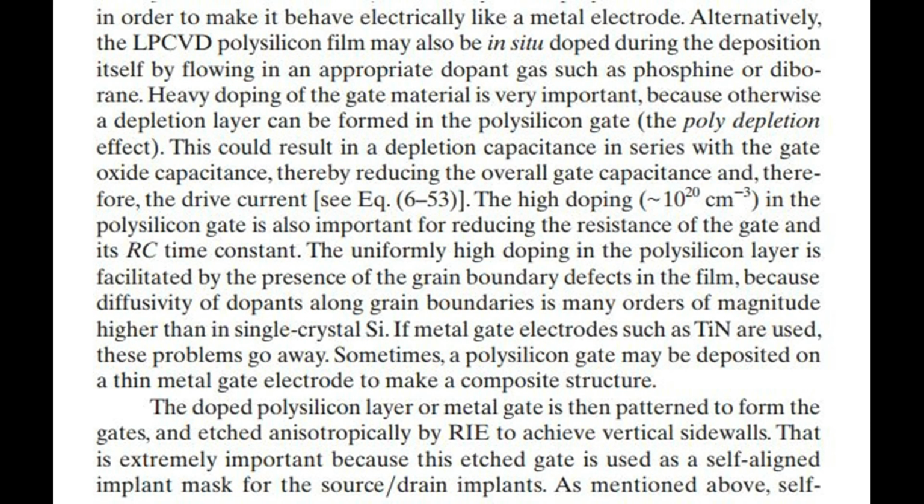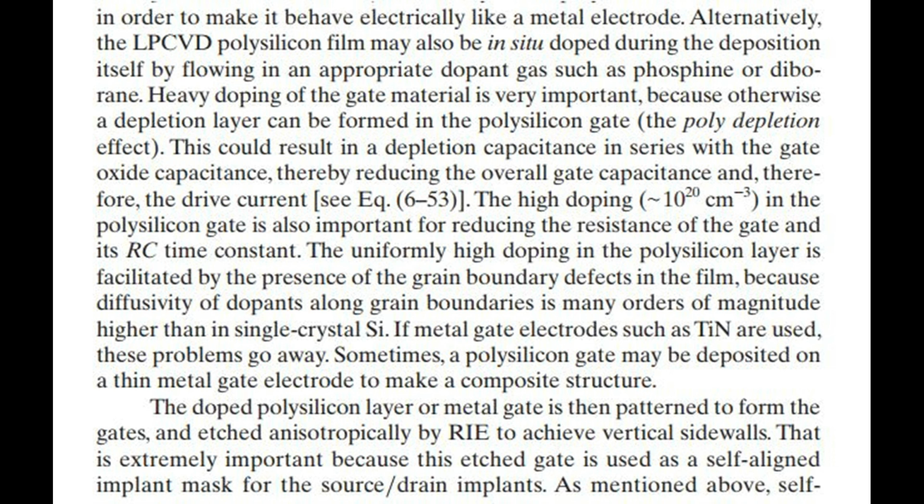Heavy doping of the gate material is very important, because otherwise a depletion layer can be formed in the polysilicon gate, the poly-depletion effect. This could result in a depletion capacitance in series with the gate oxide capacitance, thereby reducing the overall gate capacitance and, therefore, the drive current. The high doping, 10^20 per cubic centimeter, in the polysilicon gate is also important for reducing the resistance of the gate and its RC time constant.